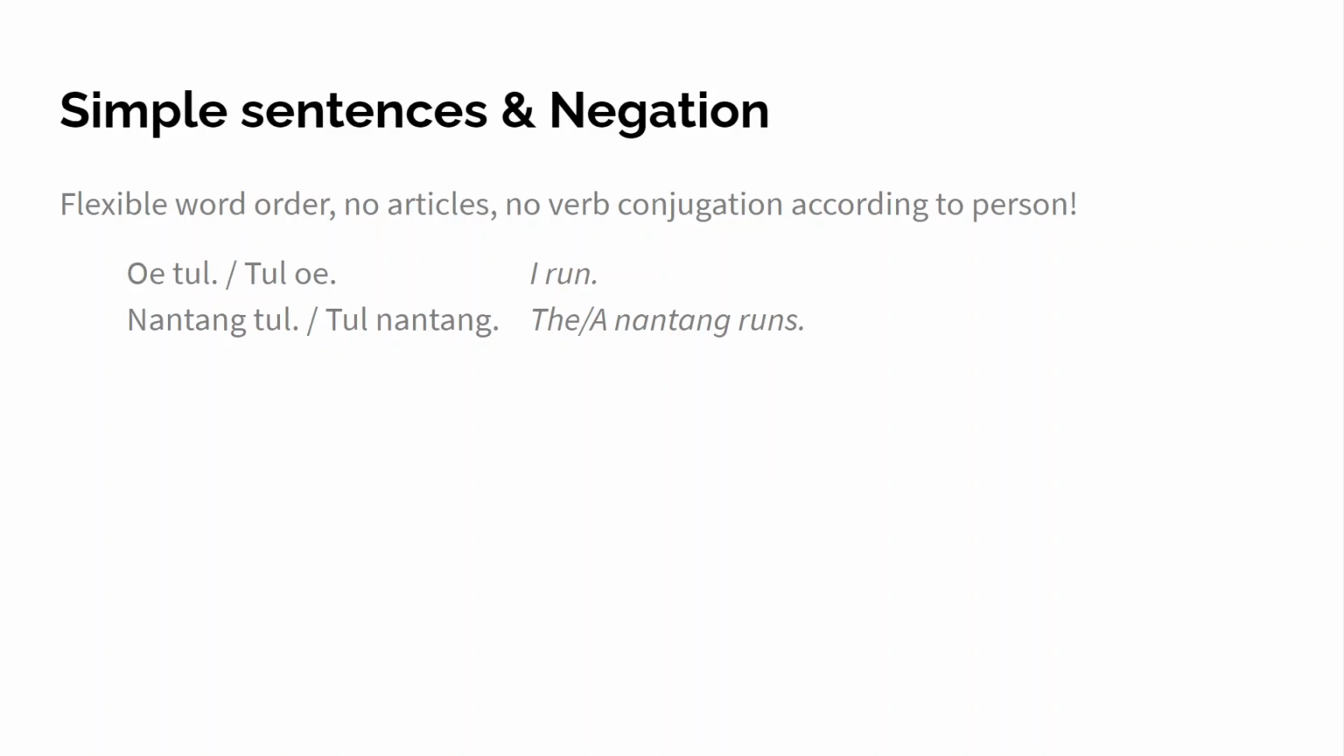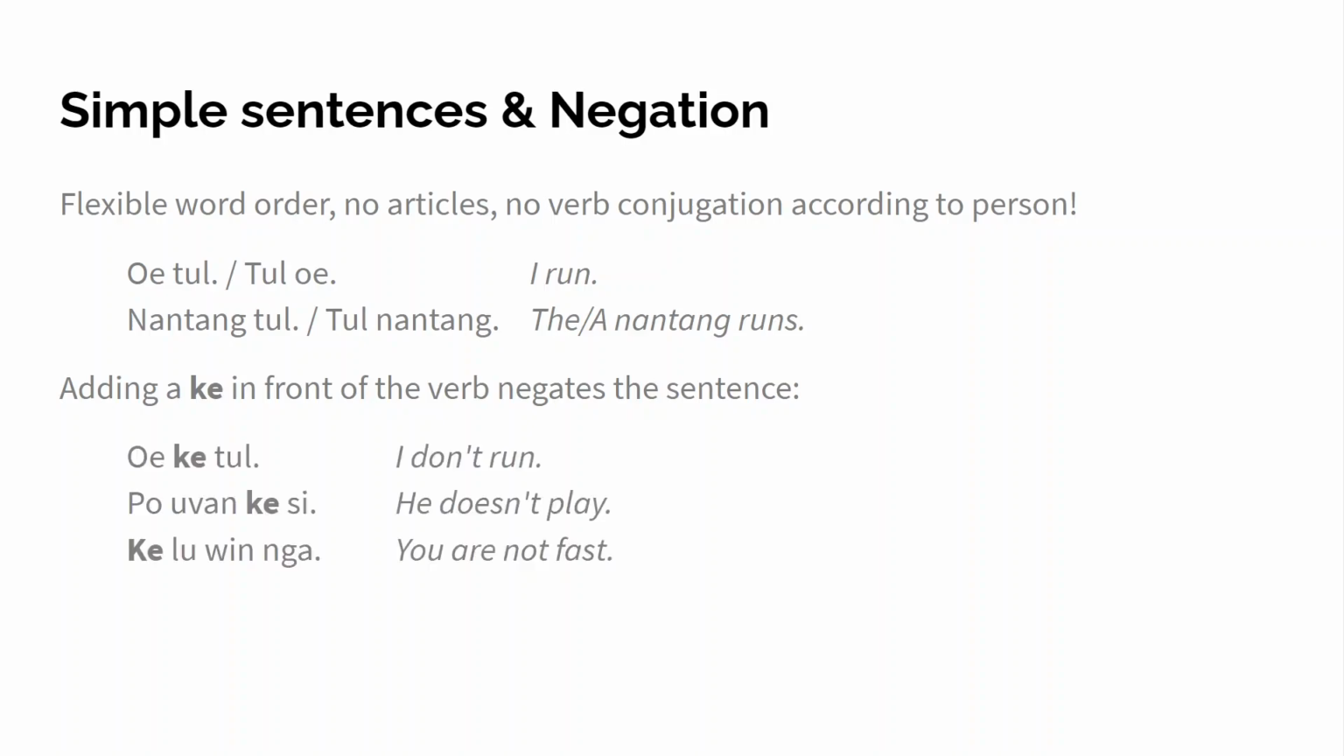Let's look at some examples. Oe tul, tul oe, I run. Nantang tul, tul nantang, a nantang or the nantang runs. Negation is made with the word ke in front of the verb. So example, oe ke tul, I don't run. Po ke uvan si, he doesn't play.